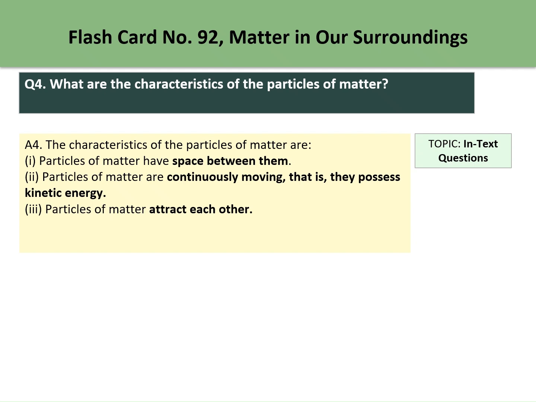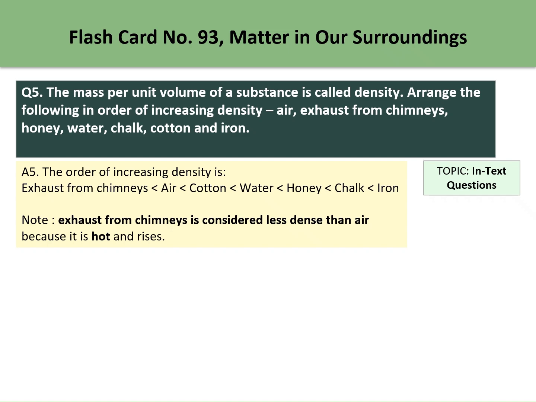Now we move ahead. The mass per unit volume of a substance is called density. Arrange the following in order of increasing density: air, exhaust from chimney, honey, water, chalk, cotton and iron. The order of increasing density is exhaust from chimney, air, cotton, water, honey, chalk and iron. Exhaust from chimney is considered less dense than air because it is hot and rises. Remember, always arrange from least to highest carefully.